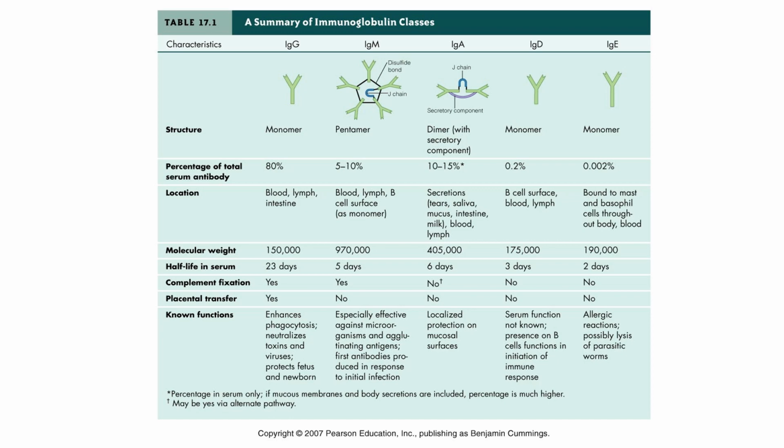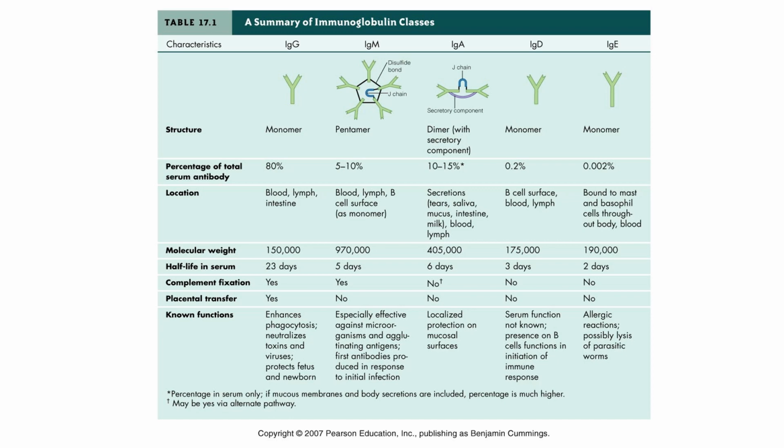A molecular weight of 150. This is our typical size. So you can see it's the smallest of all the antibodies shown on this table. It lasts 23 days. That's the half-life. So in 23 days, there's half as many. It does fix complement. It's the only one that can get through the placenta, and it does all the things that we talked about when we discussed what antibodies do. This is what we're talking about, primarily an IgG.